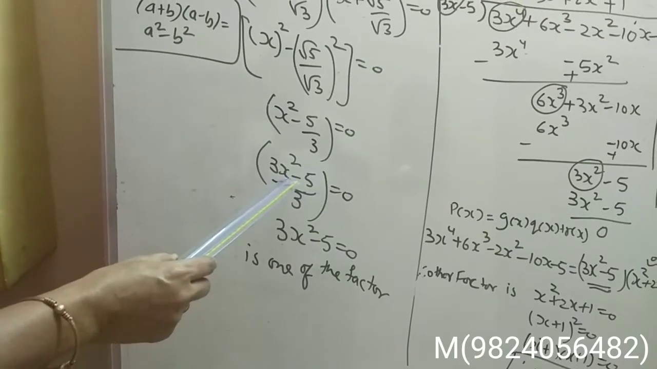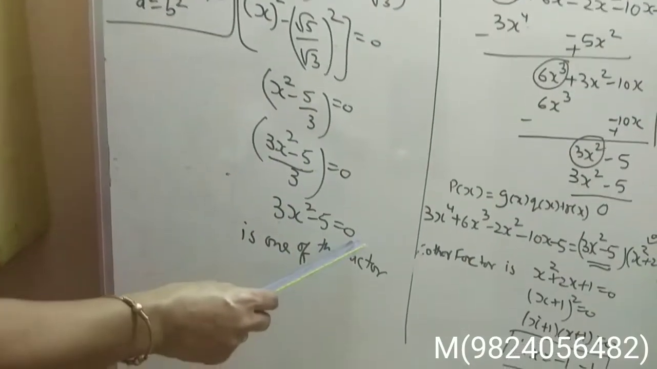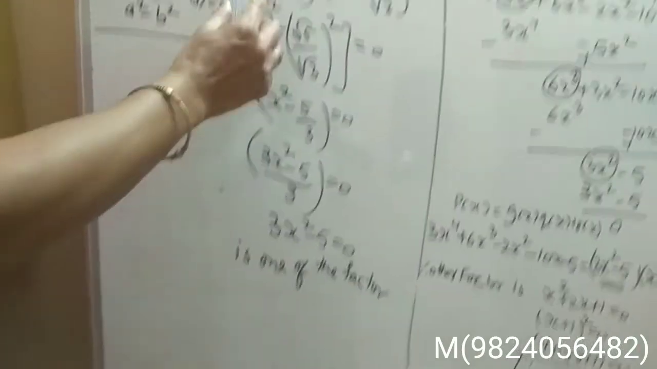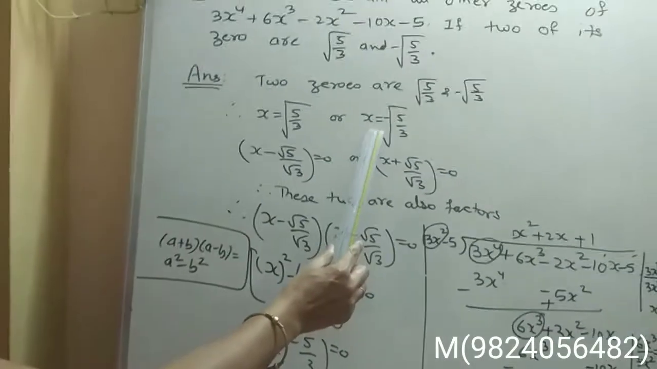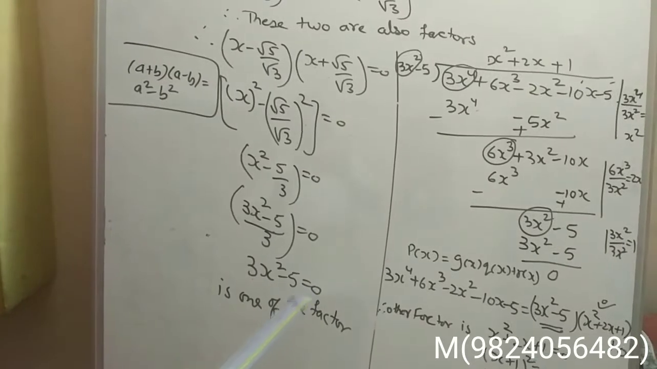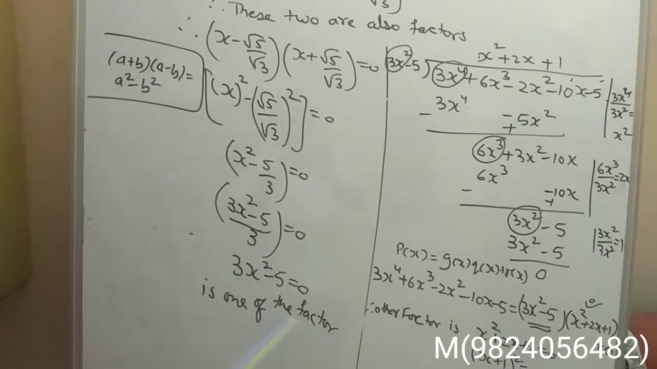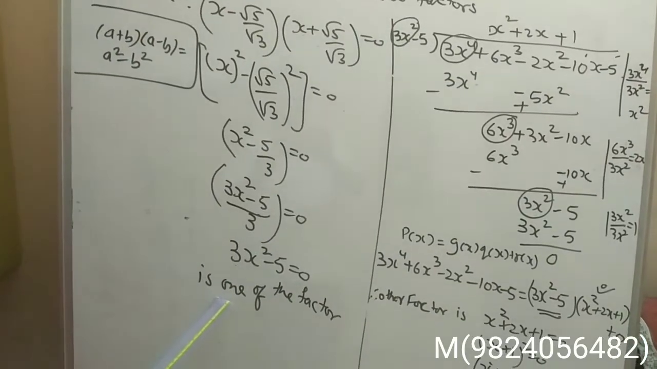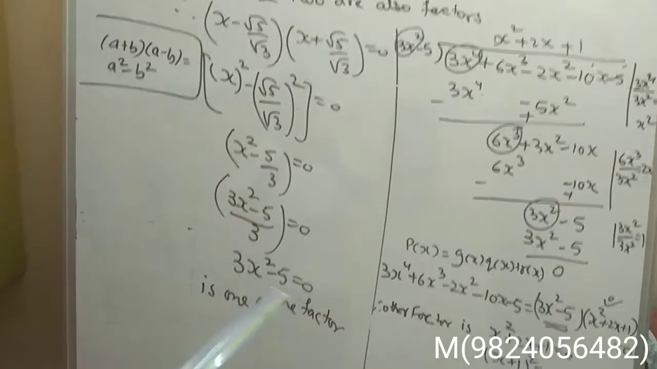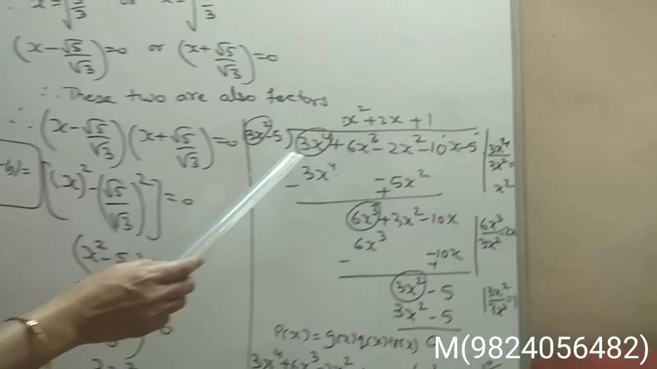So what are we getting? 3x square minus 5 is equal to 0. We started with these two roots, and finally we are getting this term, which is equal to 0. That means this is one of the factors. In the previous videos, we have seen when it is a factor, the remainder is 0. So we are proceeding with division and the remainder should be 0.